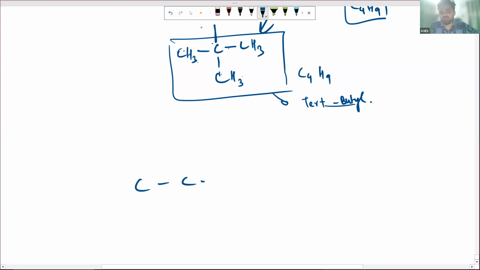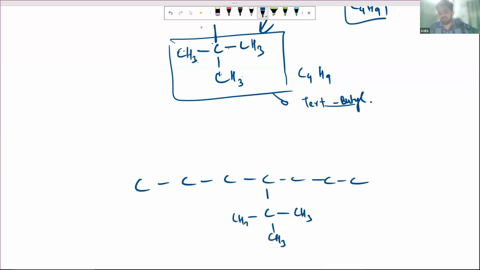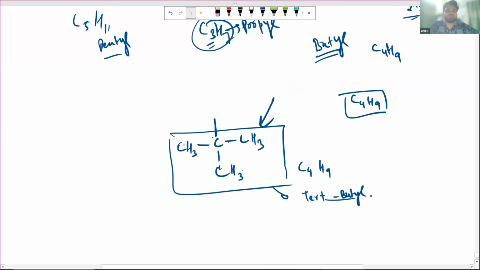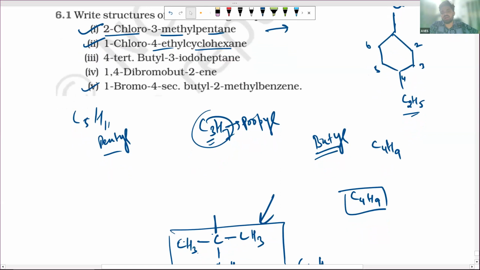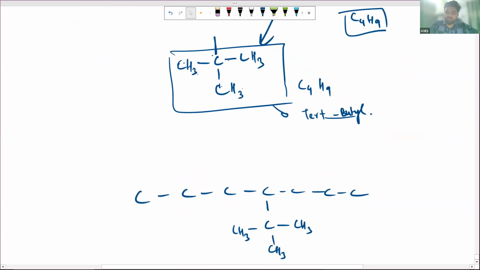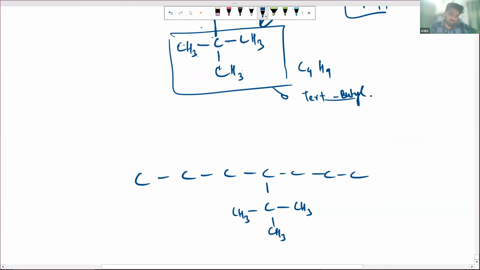So there will be 7 carbon, 1, 2, 3, 4, 5, 6, 7. And at the 4th position, we have tertiary butyl. So we'll write here tertiary butyl this way. And at the 3rd position we have iodo. If I'm numbering from here, or from here, 1, 2, 3, it would be the 3rd position. Iodo means iodine is attached.